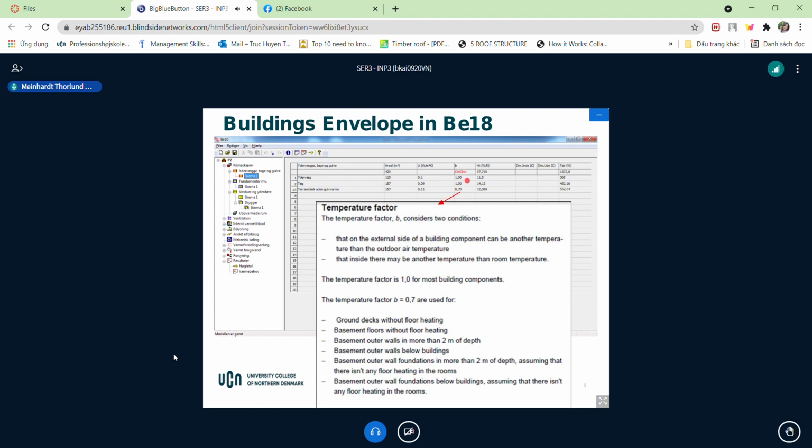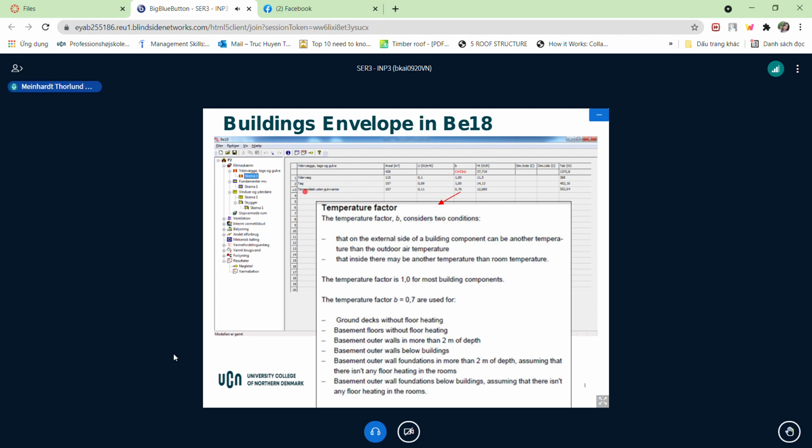Basically, as a standard, it's 1, and the temperature factor is 1 in most cases, basically, if the external side of the building is outside, it's going to be 1. So if you have a wall where on the inside it's 20 degrees and the outside is just the air from the outside temperature, it's going to be 1. But in all the cases where this is not the case, this temperature factor should be different.